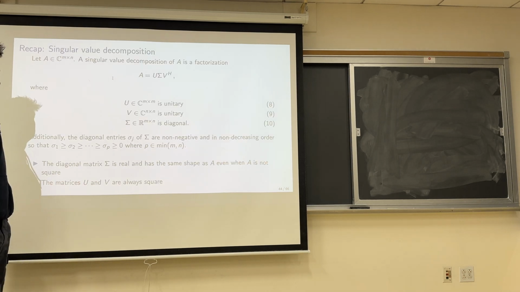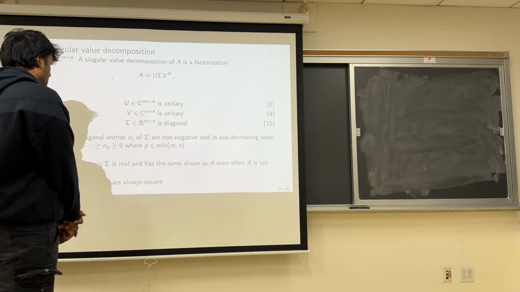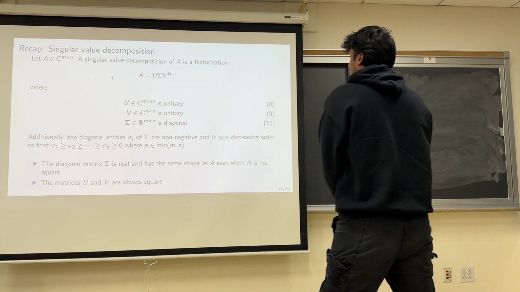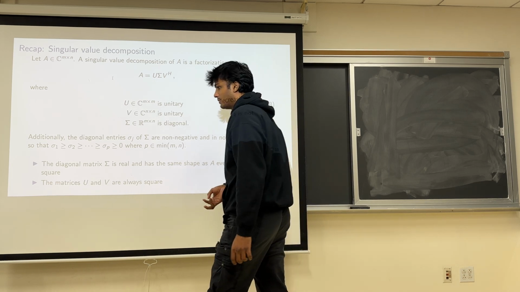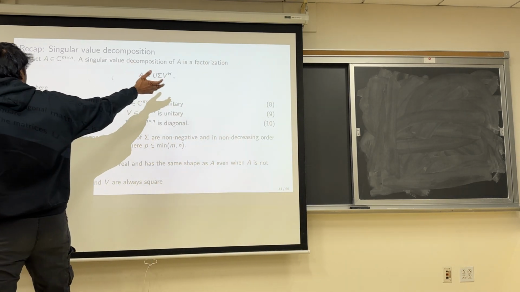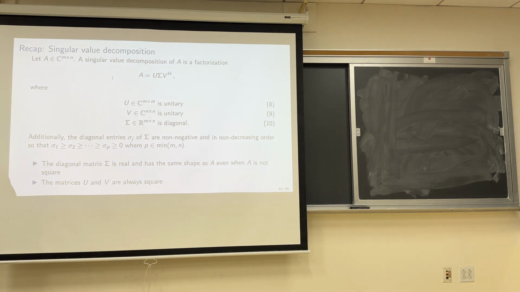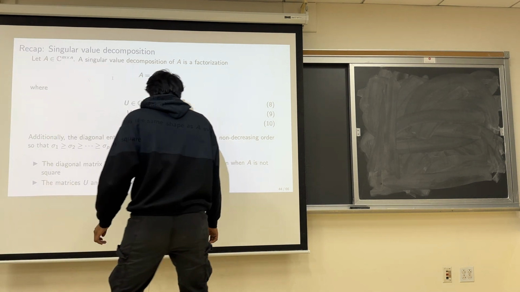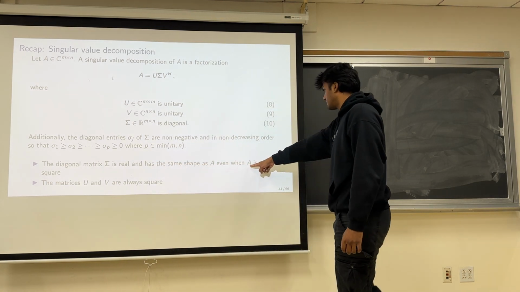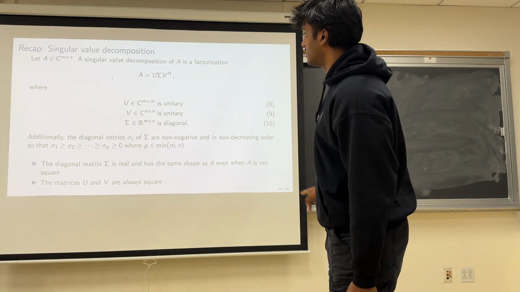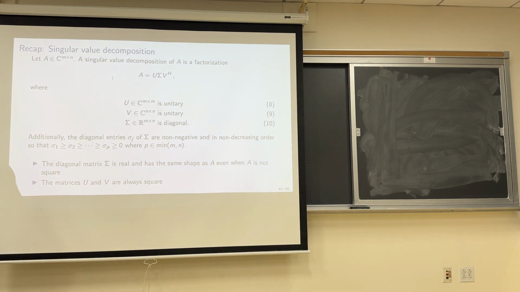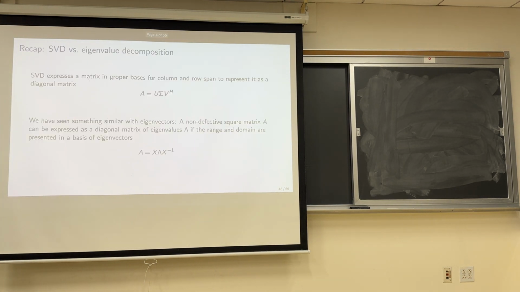Just a little bit of a recap from what I studied right now. U sigma V Hermitian, that's a singular value decomposition. It's a unitary map. Both of these are unitary maps, and the sigma is just a stretcher squeezer, so to speak. The diagonal matrix is real and has the same shape as A, even when A is not square. The matrices U and V are always square and they are always unitary because they are just rotations like in this picture.